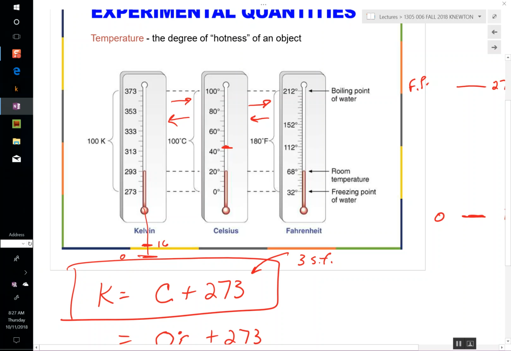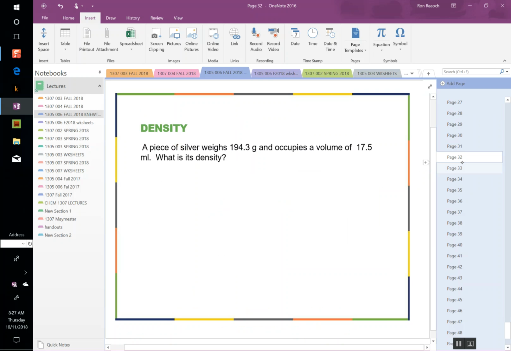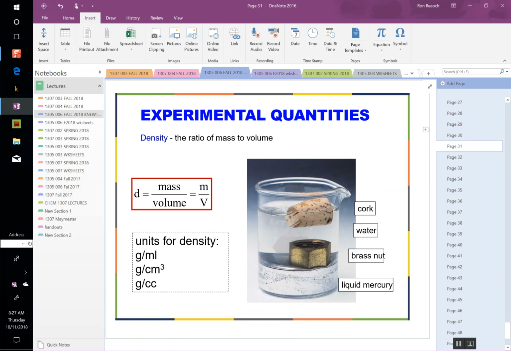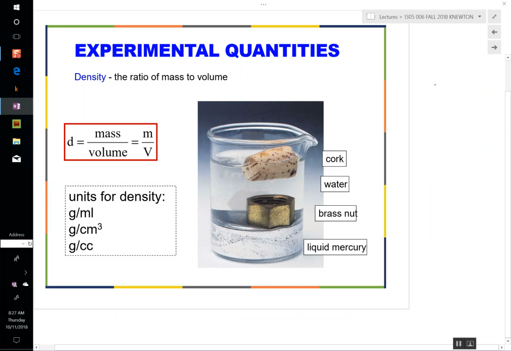Okay, now let me try to find my density again. Where was it? Density, there we go. Okay, let's talk about density. I'm bouncing around a little bit. We talked about the 3 basic things we measure: mass, how heavy something is, in grams; volume, how much space it occupies, in liters, milliliters, ounces, quarts; and distance, inches, feet, centimeters, meters.